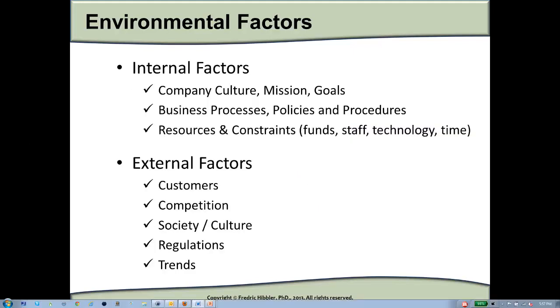This slide identifies some of the specific internal and external factors that a company needs to consider in their technological planning process. There are other factors that need to be considered, but I believe these are the most important. Overlooking or minimizing the impact of any of these factors will most certainly doom your change process.